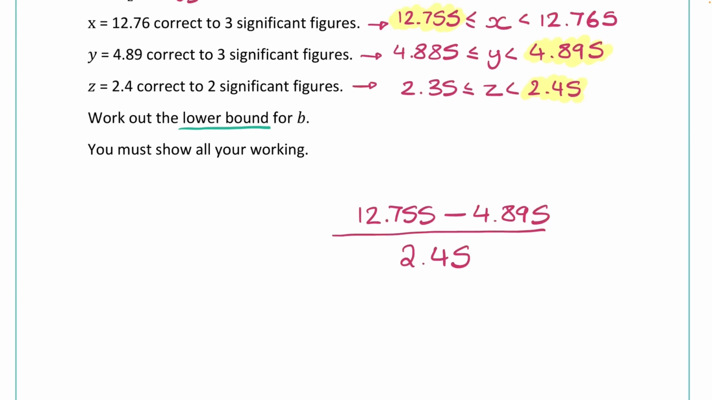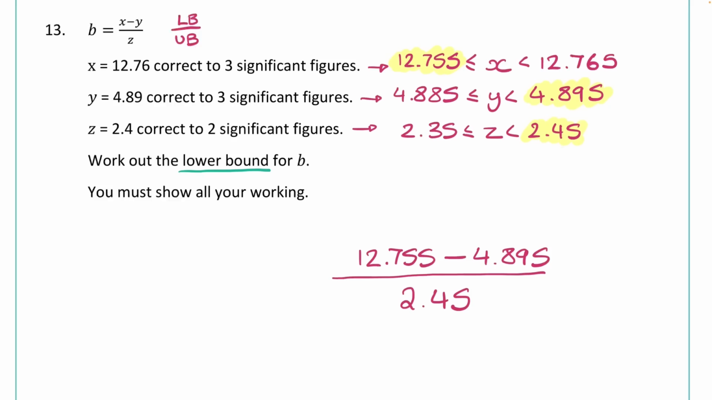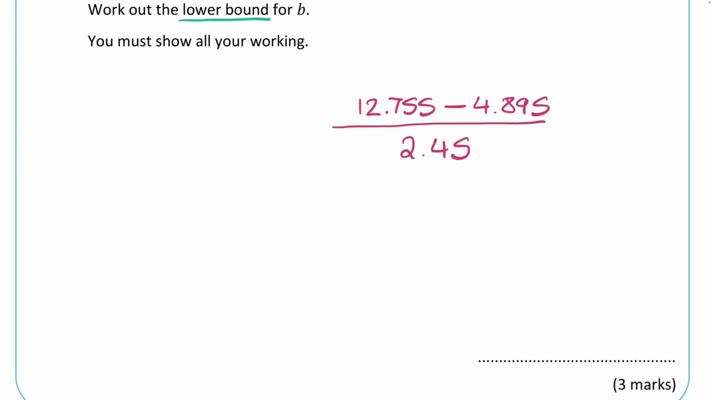Just make sure you're happy with all the types of numbers you've created. Does that definitely create the smallest possible answer? If you're not sure, you can always test some slightly different combinations. So you could do this, then you could swap the 4.895 to 4.885 and see if it makes a smaller answer. Or you could swap the 12.755 for the 12.765. Okay, you will notice that you will get the smallest answer though with this combination.